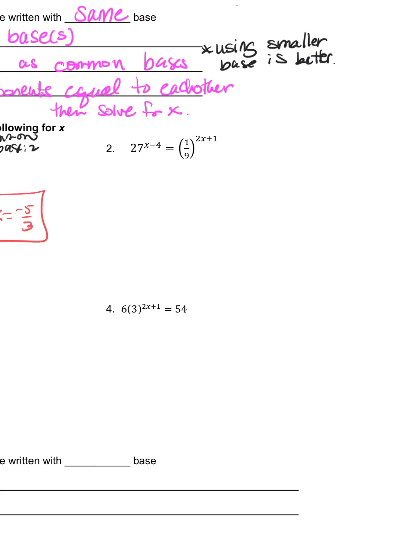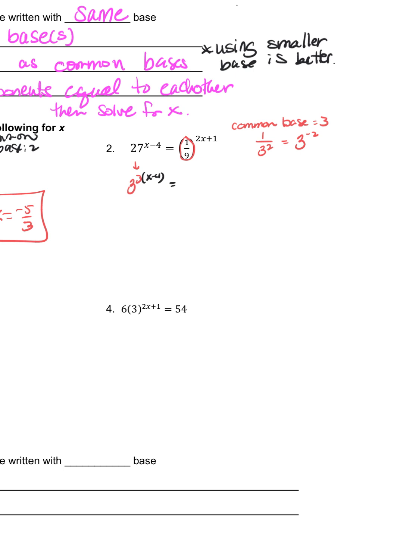Okay, let's go to number 2. First, if you can see, 27 and 9 do have a common base of 3. So here my common base will be 3. Now again, I have this fraction right here, so I'm going to change it to a negative exponent. First I'm going to write 9 is 3 squared, so this is actually equal to 3 to the negative 2. I'm going to change 27 to base 3, so this is 3 cubed times what's up here.